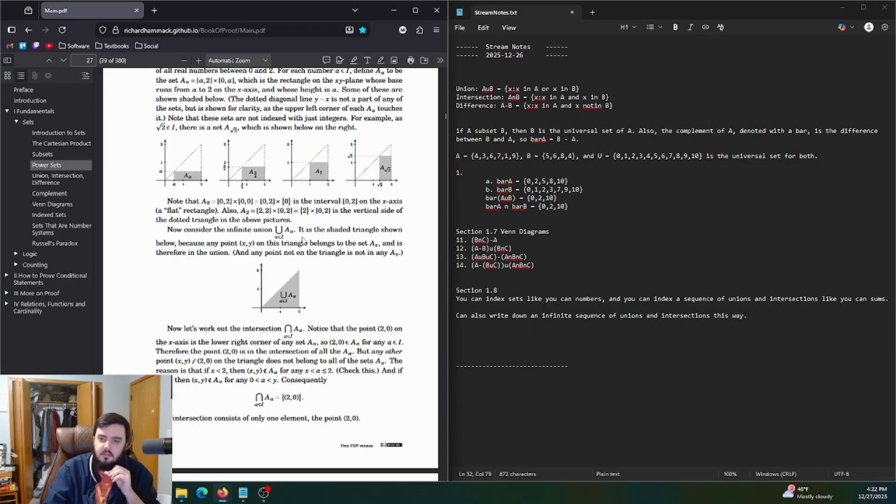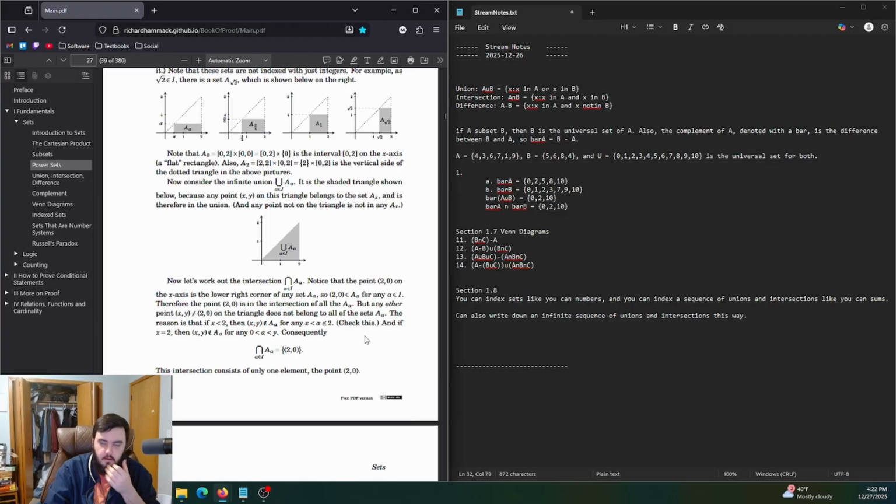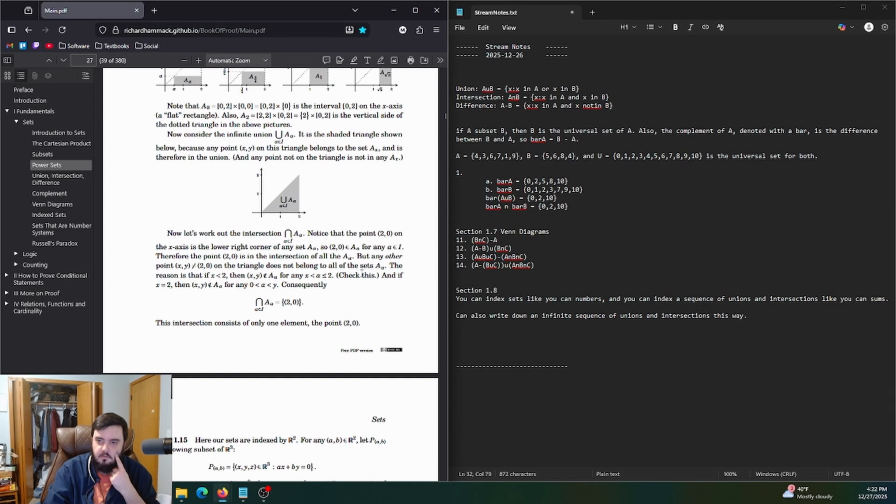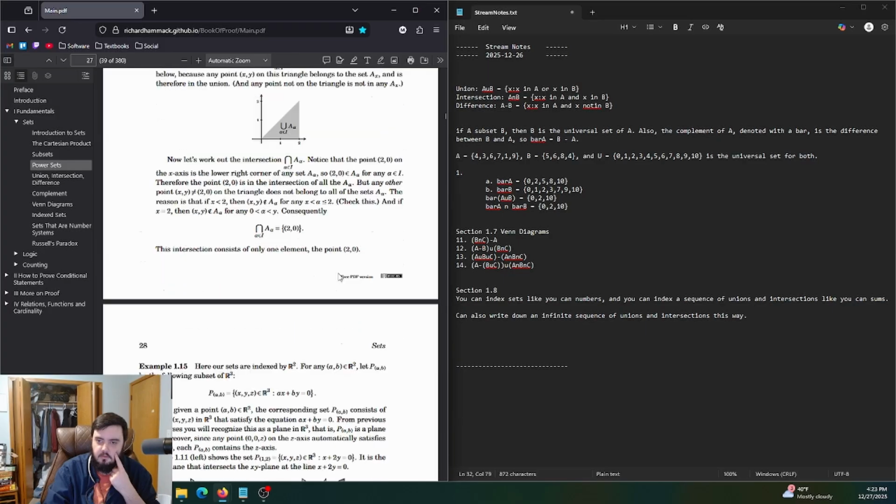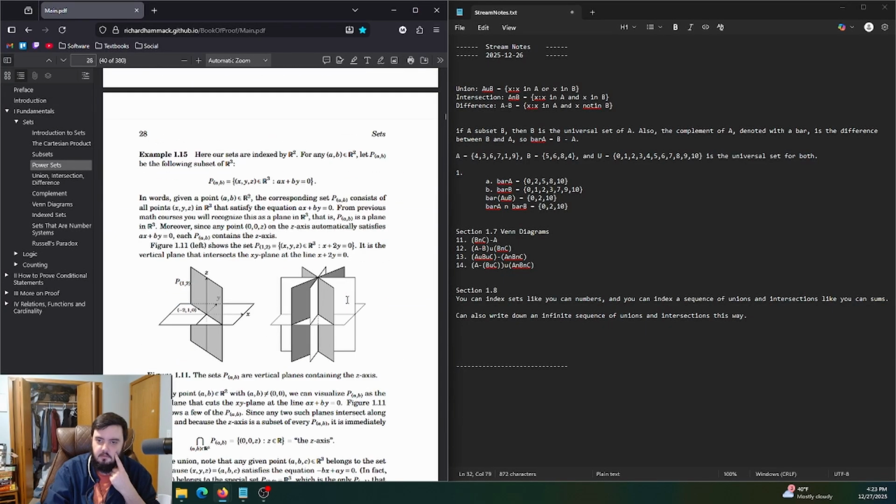The infinite union. Yep, the infinite union is just going to be this triangle. Lovely. The intersection is going to be one point. Yeah, (0, 0) is included everywhere, so the intersection is just (0, 0). Okay, lovely, lovely.